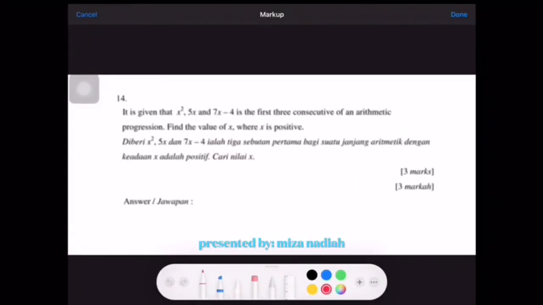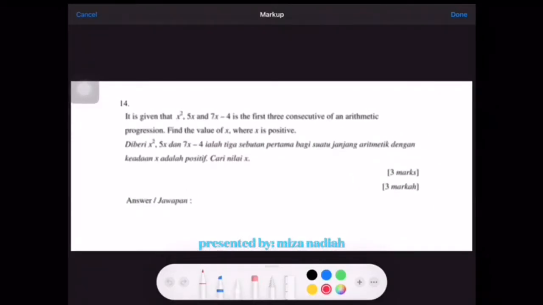So this question is about arithmetic progression. It is given that x squared, 5x and 7x minus 4 are the first 3 consecutive terms of an arithmetic progression. Find the value of x where x is positive.